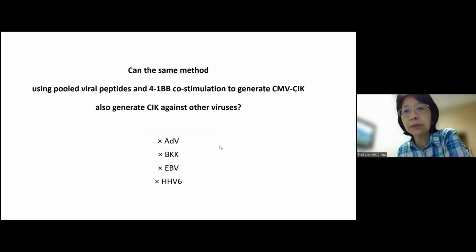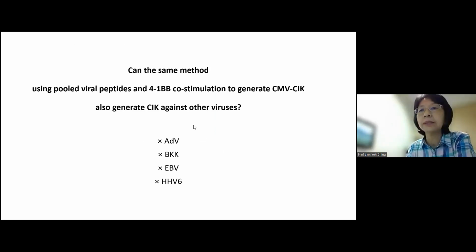So we next tried to generate CIK with specificity against other viruses using the same method. But despite many attempts and many modifications, this method failed to generate CIK against other viruses. The possibility is that the CTL precursor frequency against viruses, except for CMV, is low in the starting lymphocytes, and therefore providing co-stimulatory signal to 4-1BB could not preferentially expand this minute population. And under CIK condition with OKT3 and IL-2, the non-specific T cells are expanded instead.